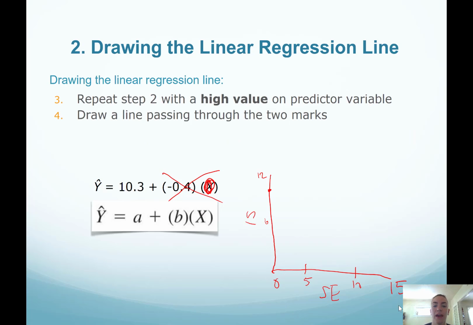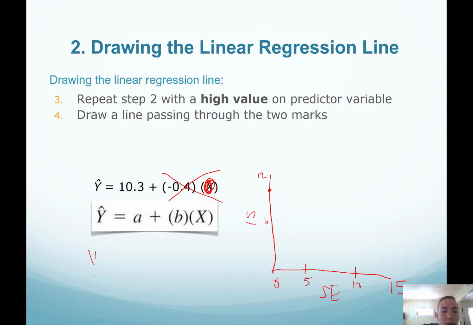Okay, so now that we have picked a low point on our predictor variable to plug into the prediction rule, now we want to pick a high value on the predictor variable to plug into the prediction rule. And let's just choose 15. So someone with the highest possible self-esteem score of 15 has an x equal to 15. So what is y if x equals 15?